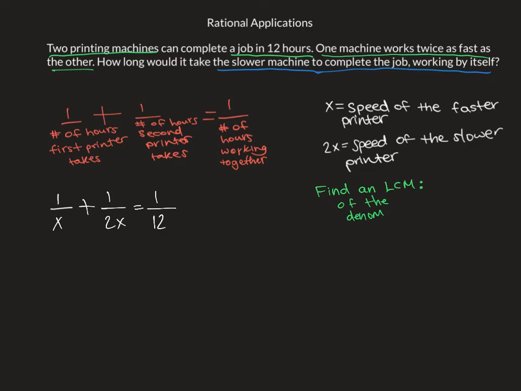It has to be 12, because our only actual numeric value is 12, and x can go into it, 2x can go into it, and 12 can go into it. So that would be our LCM. What we're going to do with this LCM is write it up top, just above our 1 here. And what that lets us do is cancel.